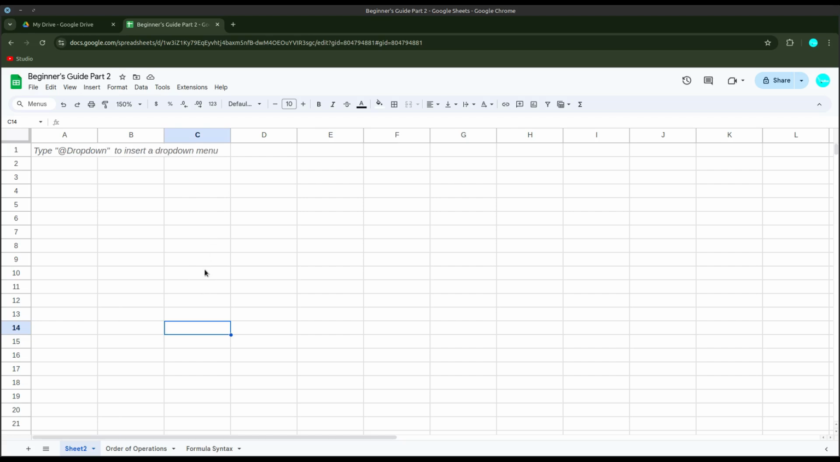In our previous video, we made an introduction to Google Sheets and spreadsheet applications in general. Today we are going to talk about basic calculations in Google Sheets.